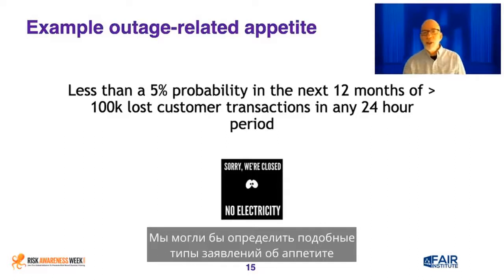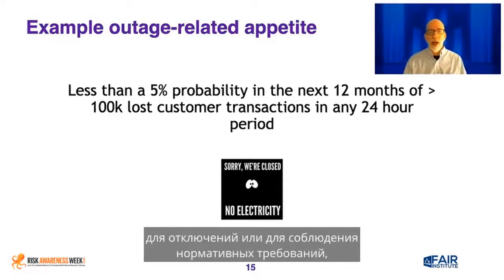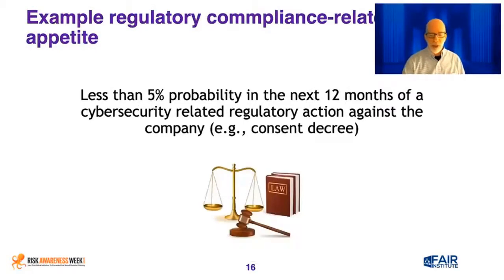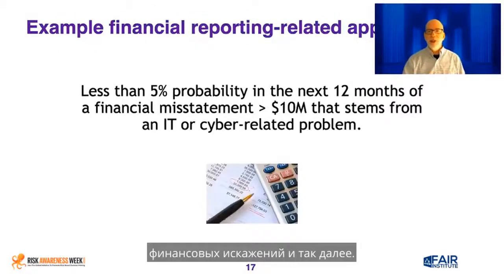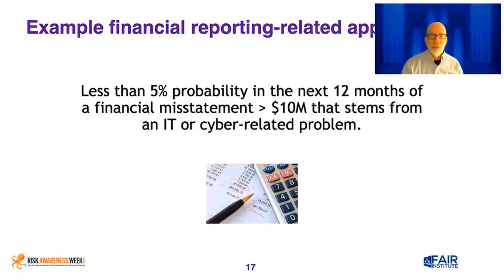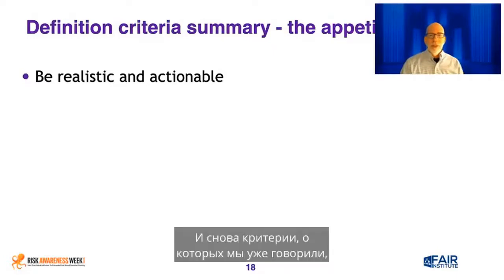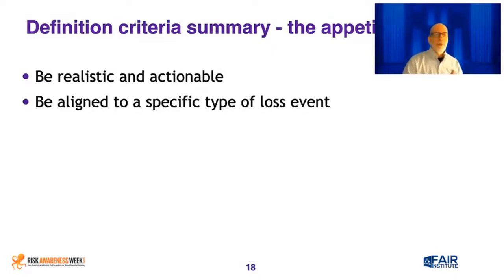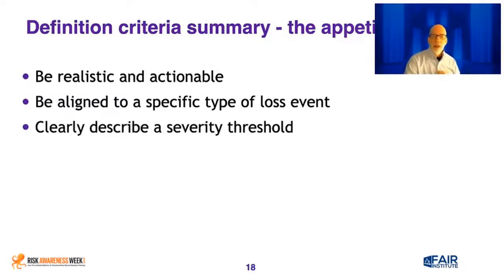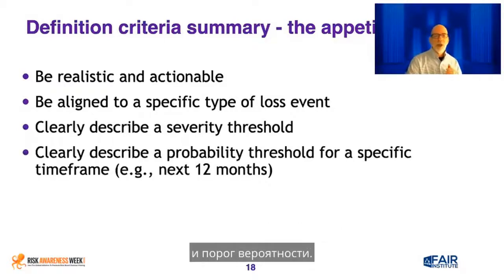We could define similar sorts of appetite statements for outages or for regulatory compliance sorts of things and financial misstatements and so on. So this approach can work for any sort of loss event scenario you can think of, even outside of cyber. And again, the criteria, which we've already talked about: realistic and actionable, it's specific to a loss event scenario. It has that clearly defined severity threshold and probability threshold.